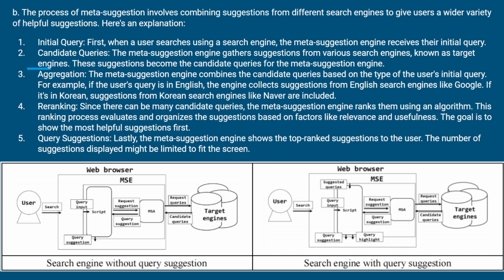The fourth is re-ranking. Since there can be many candidate queries, the meta suggestion engine ranks them using an algorithm. This ranking process evaluates and organizes the suggestions based on factors like relevance and usefulness. The goal is to show the most helpful suggestions first. And the last is query suggestion. Last, the meta suggestion engine shows the top ranked suggestions to the user. The number of suggestions displayed might be limited to fit the screen. And this one is the search engine without query suggestion. This one is the search engine with query suggestion.